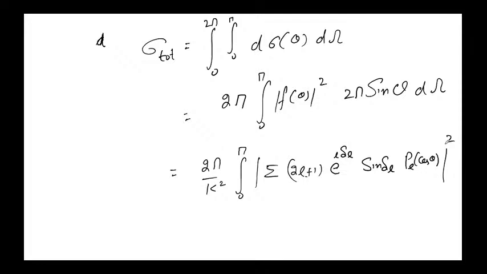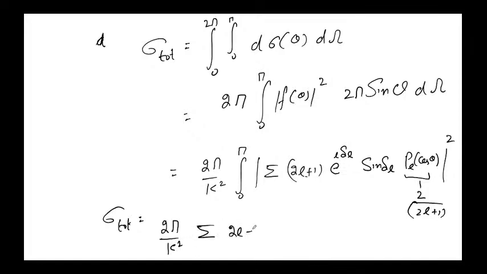Because of the orthogonality of the Legendre polynomial, you can write down these values, and it comes out to be 2 over 2L plus 1. This equation becomes 2 pi over k square summation of (2L plus 1) square. When we open this whole bracket, that is sine square sigma L into 2 over 2L plus 1.